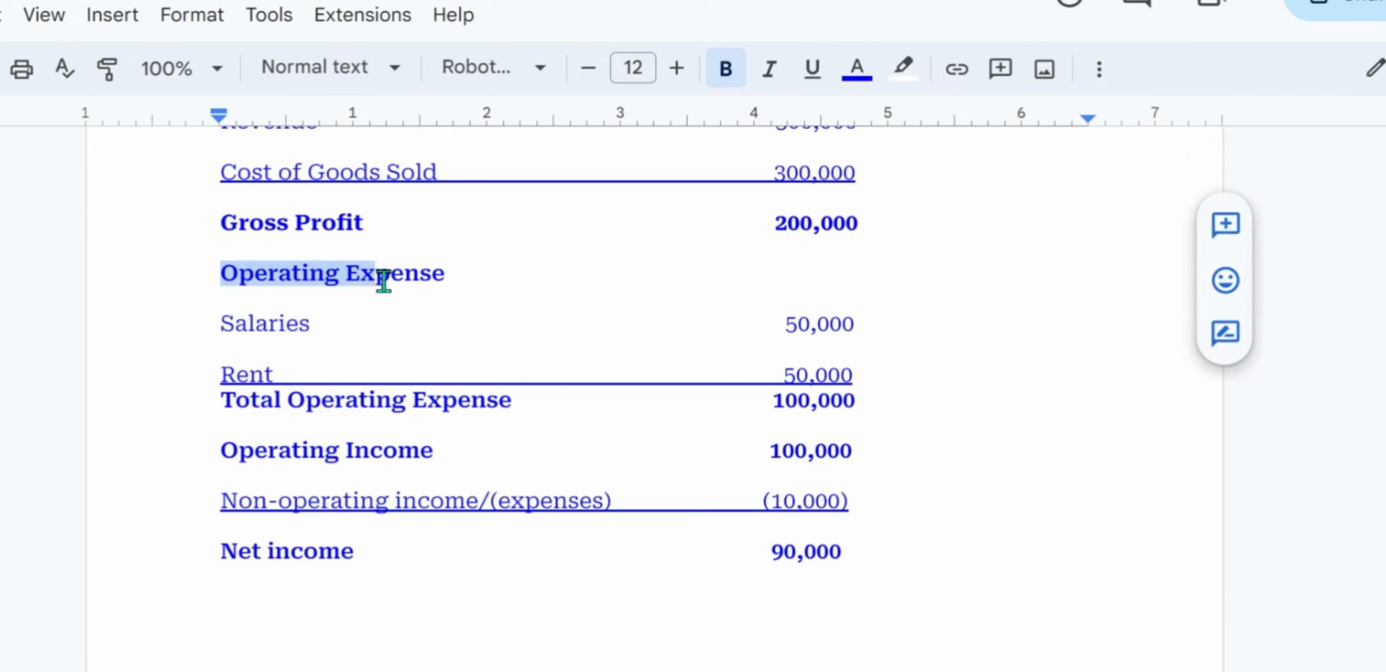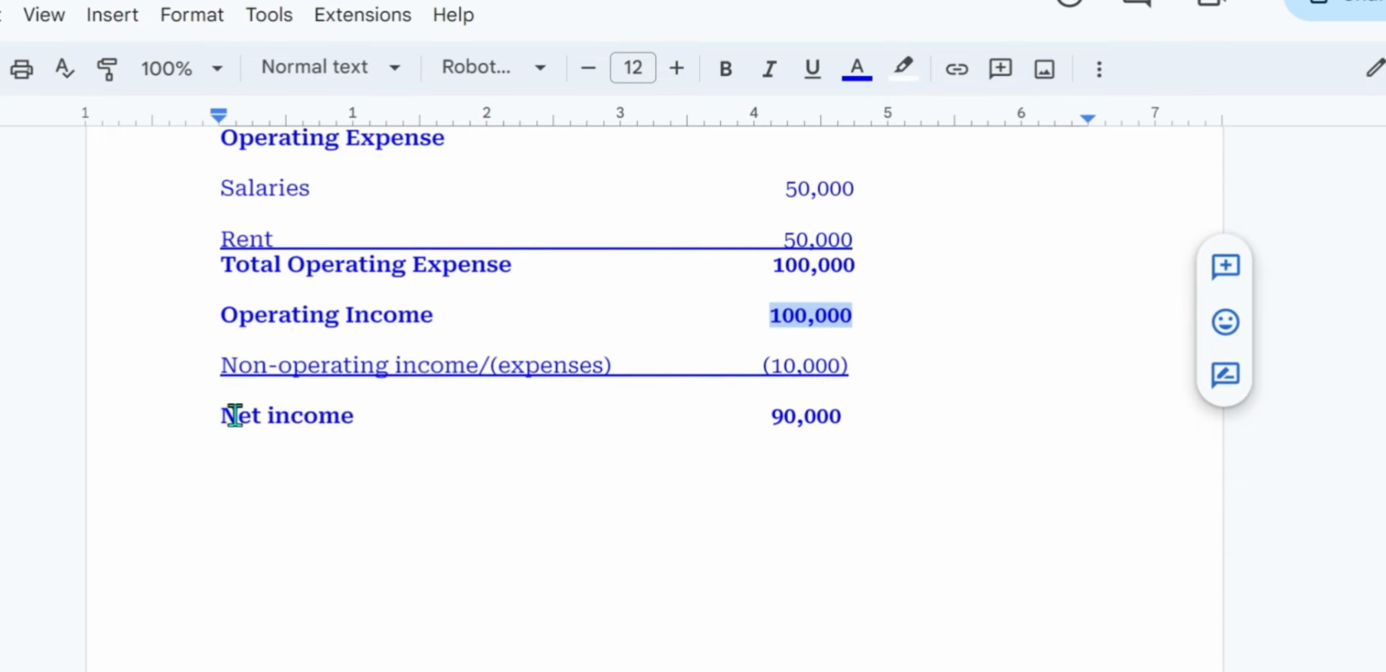Next, your operating expenses such as salaries, 50,000, rent, 50,000, and that leaves us with operating expense of 100,000. Operating income, which is the gross profit of 200,000 less the operating expense of 100,000, is 100,000.